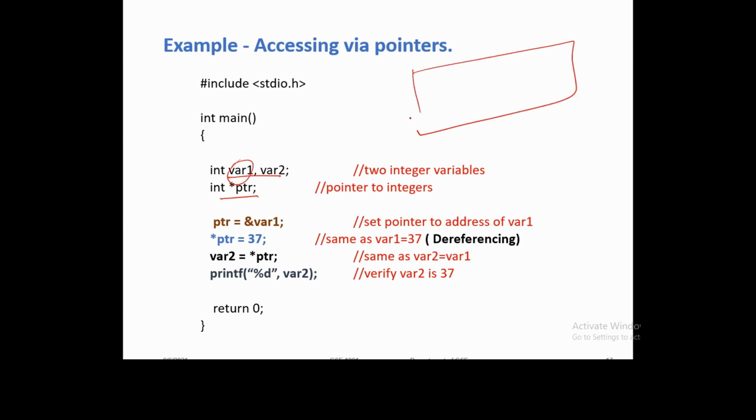Let's suppose this is the memory location, and suppose this is the location or memory block of var1, and this is of ptr, okay? Suppose this is 20, and this is something here, suppose it is 1000 or 100. Okay, so I'm just doing ptr equal ampersand var1. So what will happen? The address of var1 will come into ptr. Its address is 20, so it will come here. Now what I am doing is simply var2 equal star ptr.